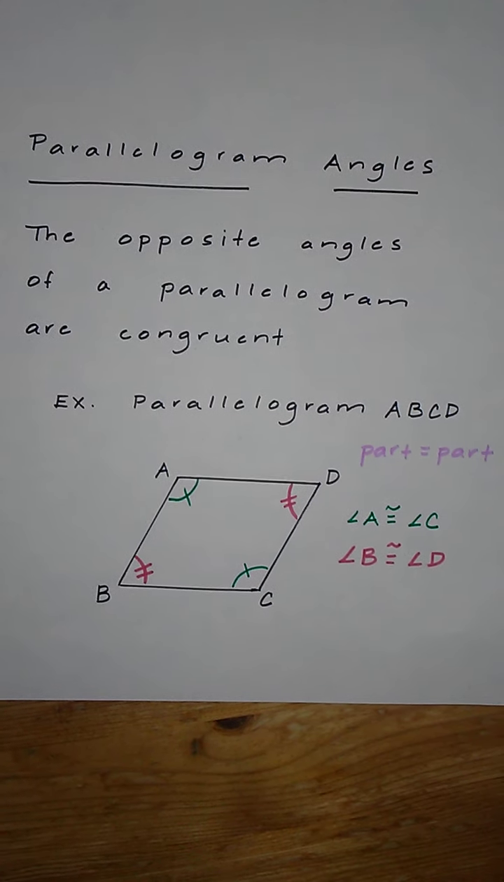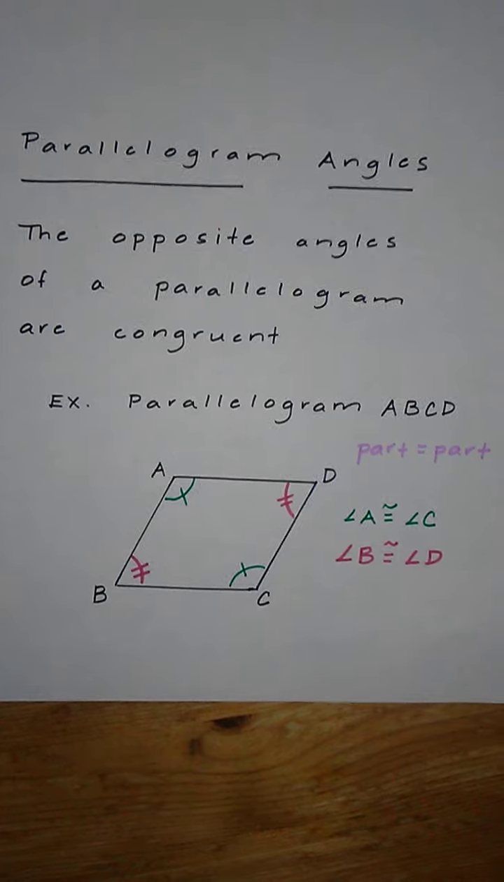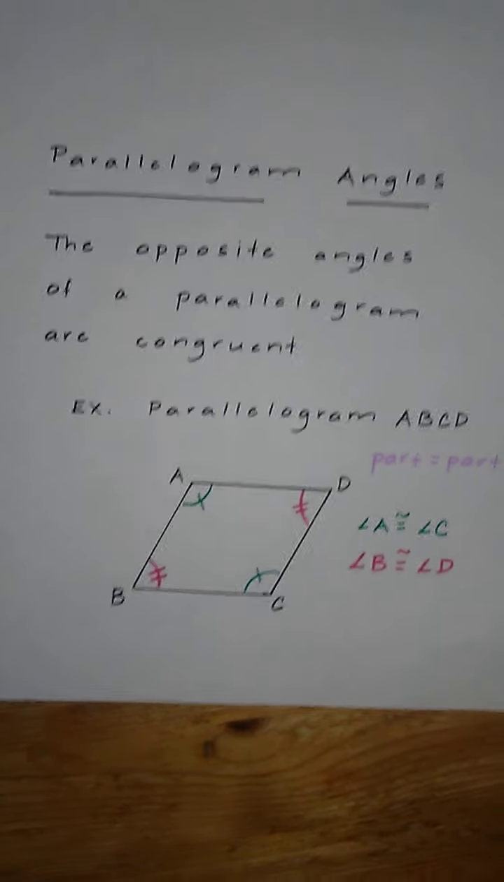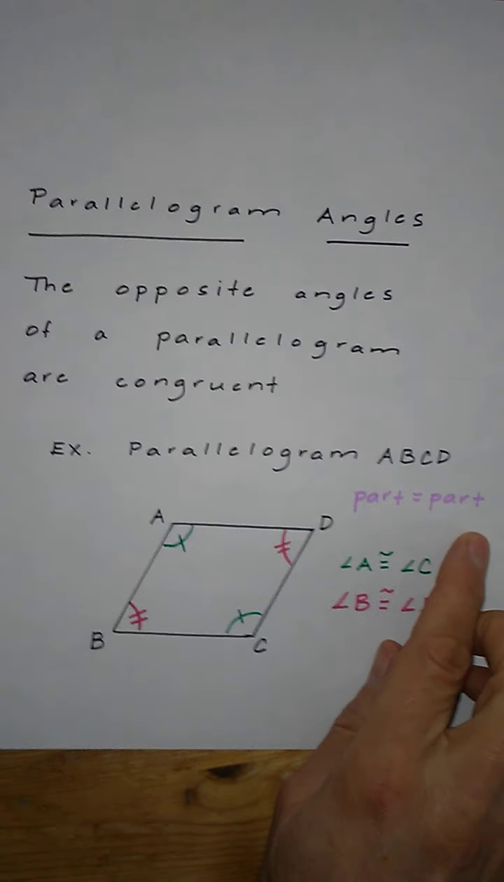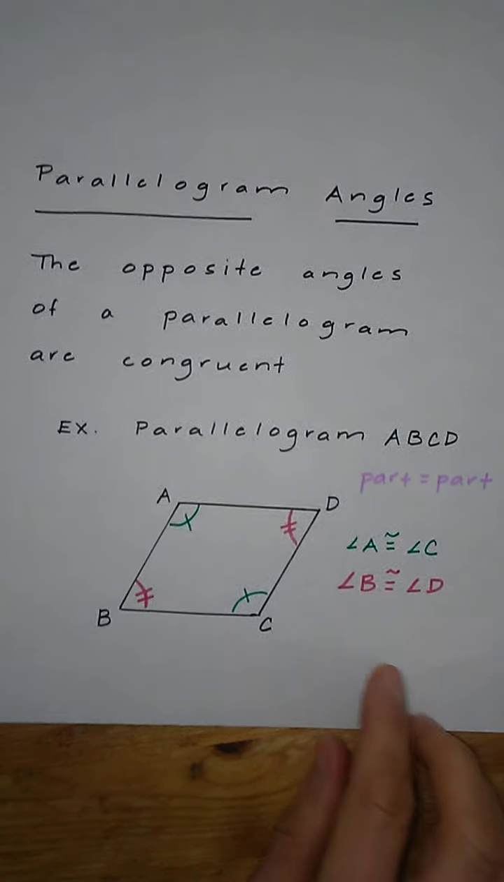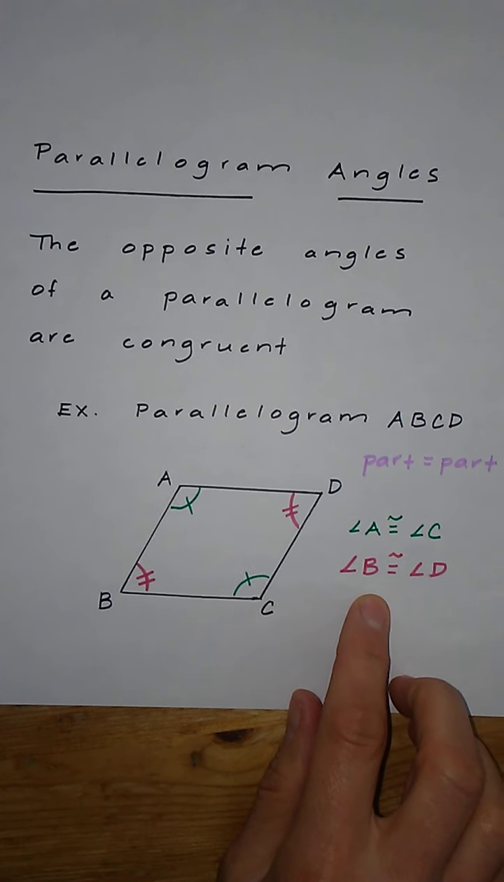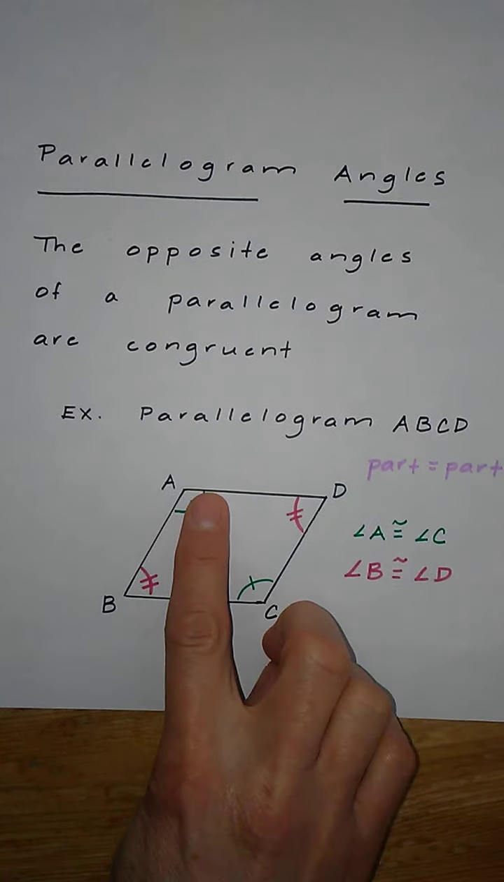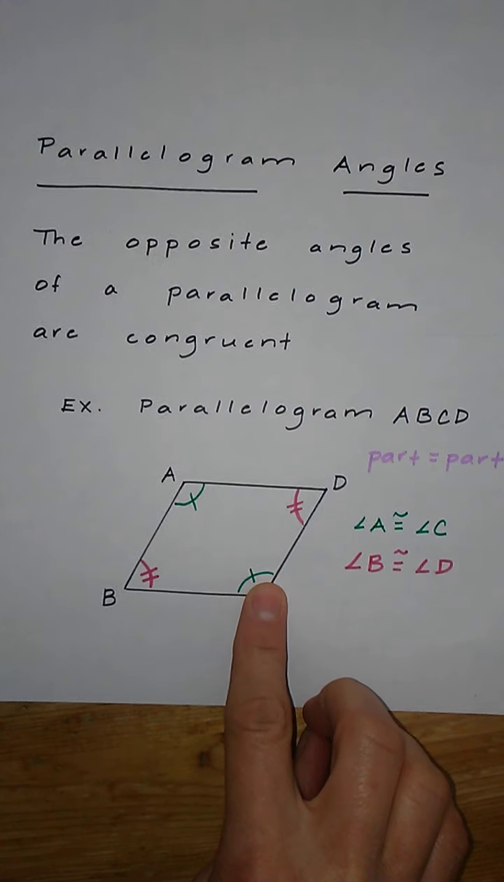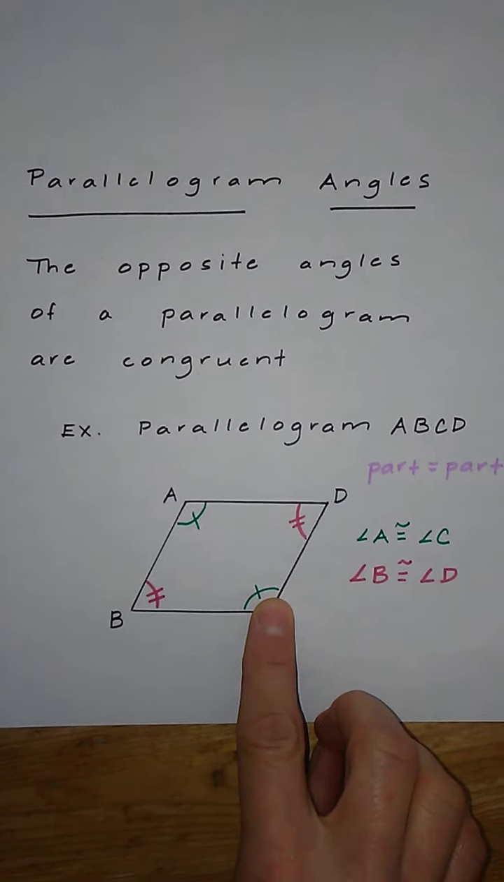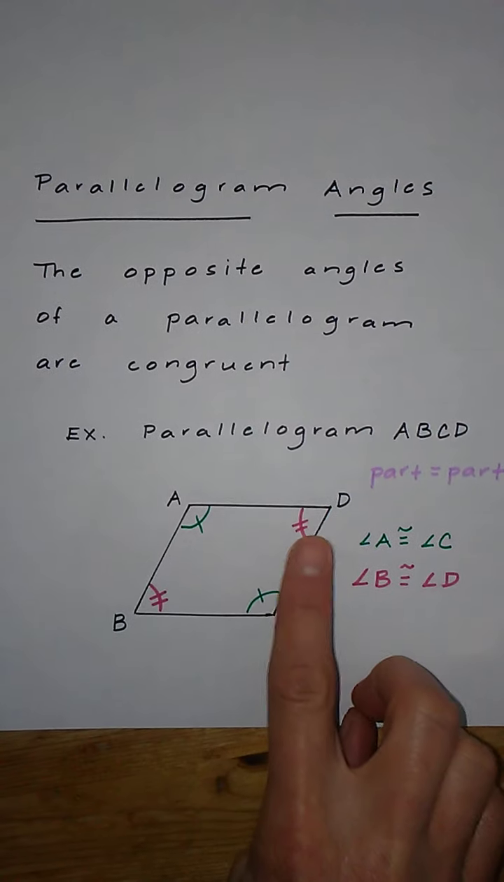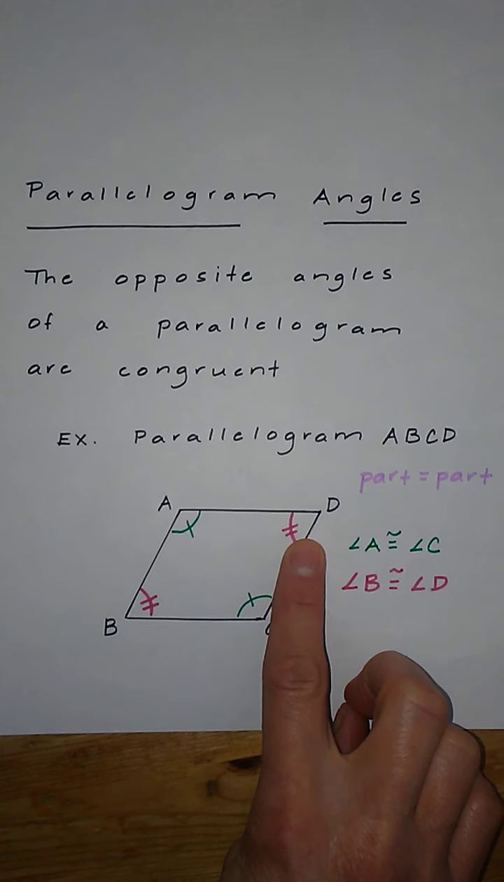So if you look over here in purple, I have written that the equation that we are going to be creating is a part equals part, and it is our opposites that we use to build our equation. So angle A is equal to the measure of angle C. The measure of angle B is equal to the measure of angle D.